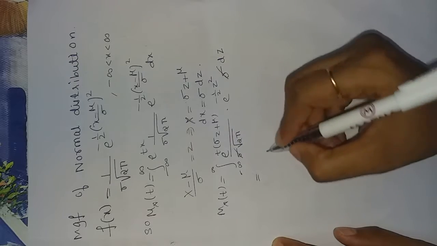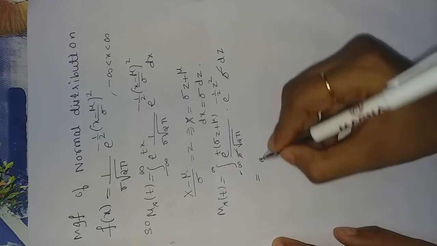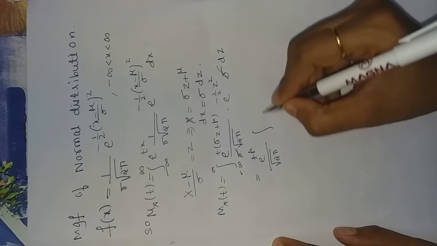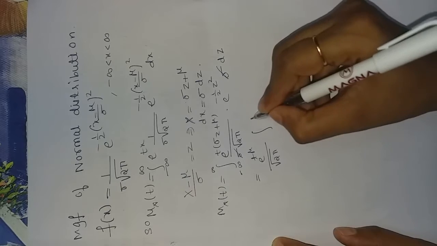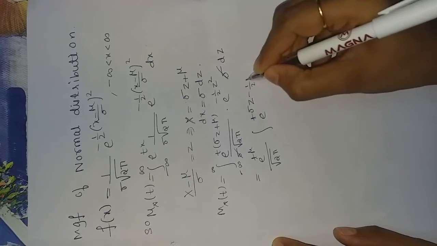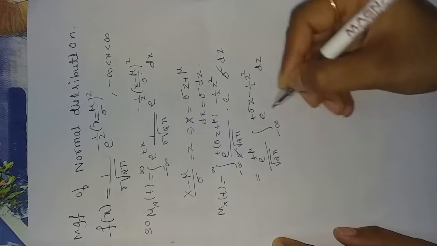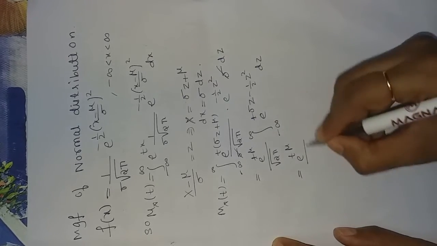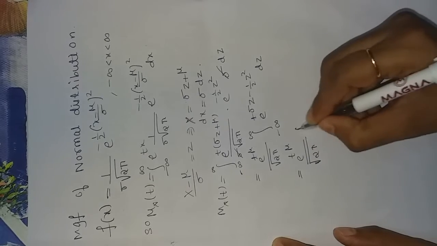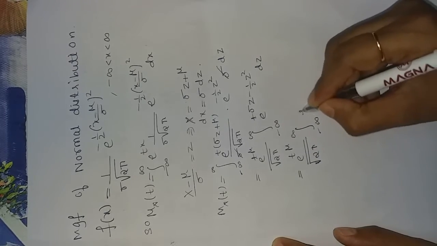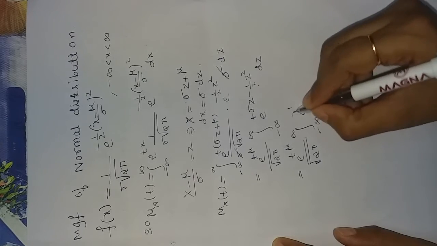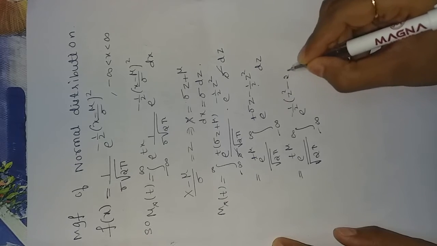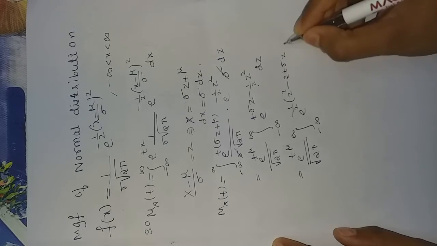We can take all constants outside the integral. e^(t mu) and root 2 pi we will keep outside the integral. Integration of e^(t sigma z minus half z square) dz, where z takes the value from minus infinity to infinity. Further, we'll take this minus half outside. So we get minus half into (z square minus 2t sigma z).